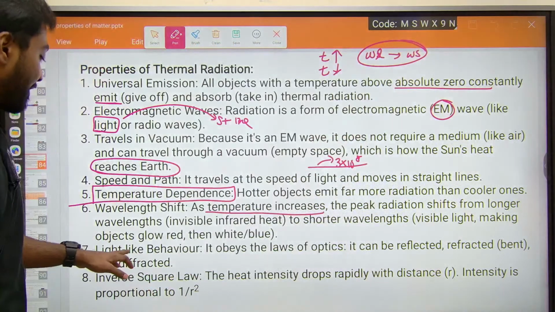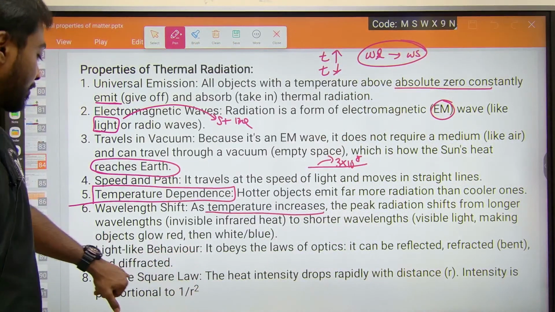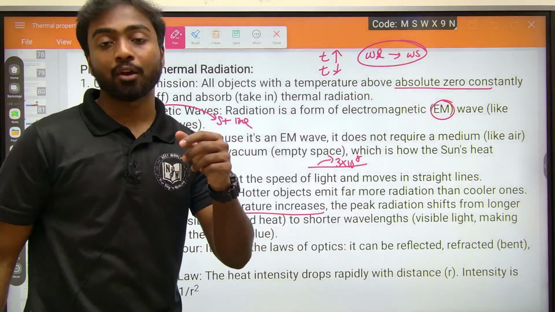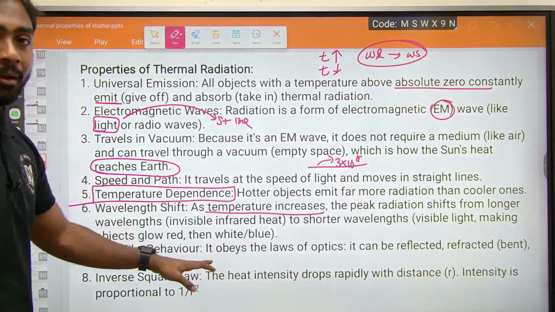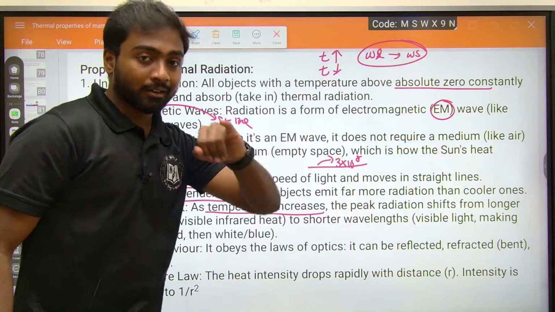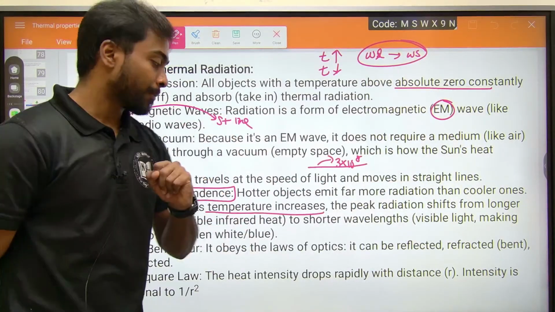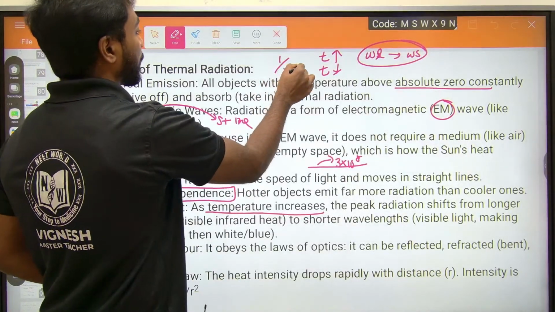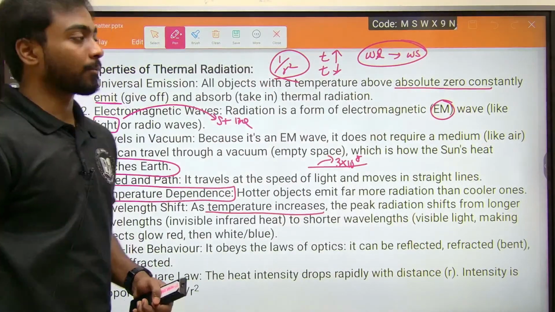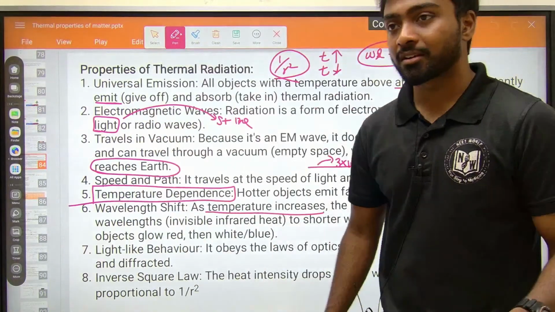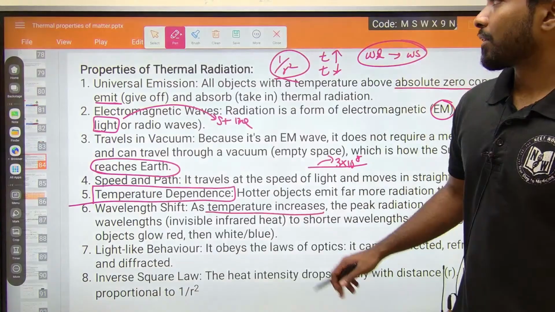Light-like behavior: it obeys the laws of optics, like whatever we have seen in optics. The main things we observe here are reflection, refraction, and interference. And the inverse square law: intensity is inversely proportional to r squared, the square of the distance r. So these are the properties of thermal radiation.